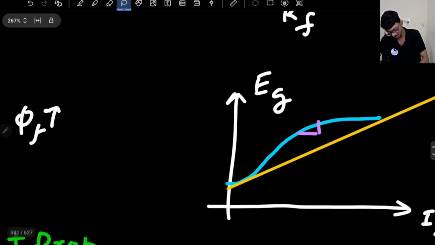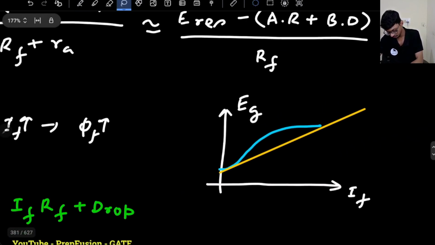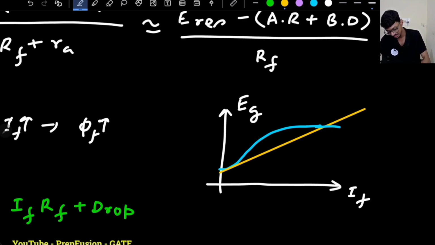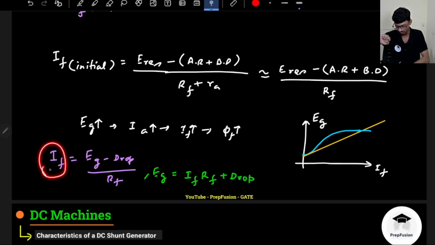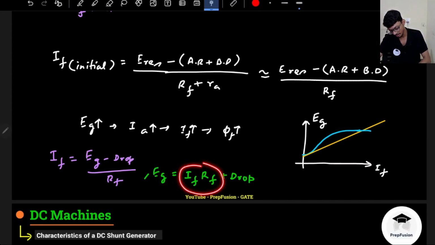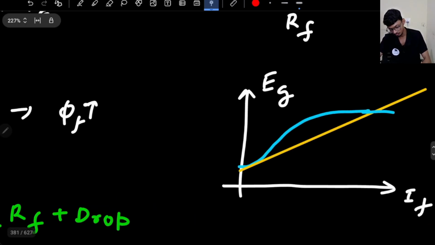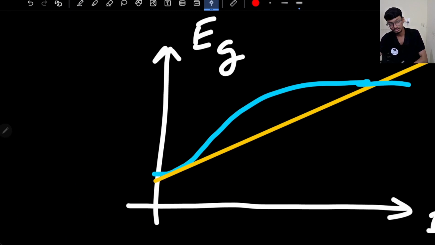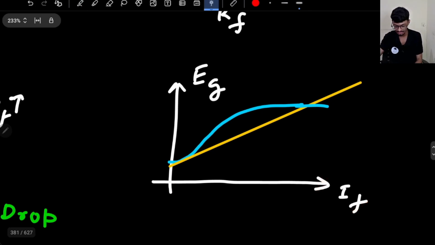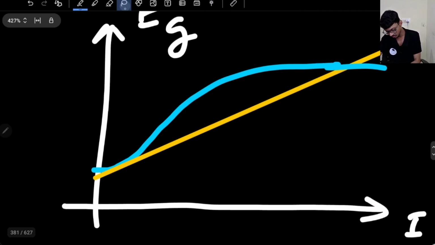So how is the voltage build-up process happening? This is the straight line which says that my IF current has to follow this equation, right? At steady state, IF will be equal to EG minus V drop by RF, correct? So what will be the steady state value of EG? It will be IF RF plus drop. Wherever this straight line and the EG graph meet, what is the EG graph? It is something like this. Initially there was some residual flux, so some residual voltage and some current flow. Now IF has increased because IA has increased, so basically it will lie somewhere around here.